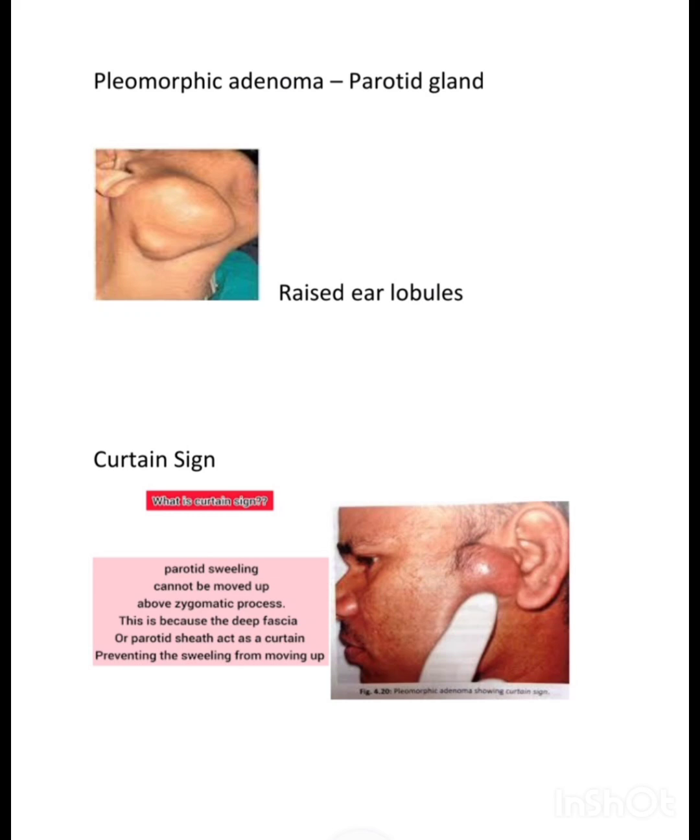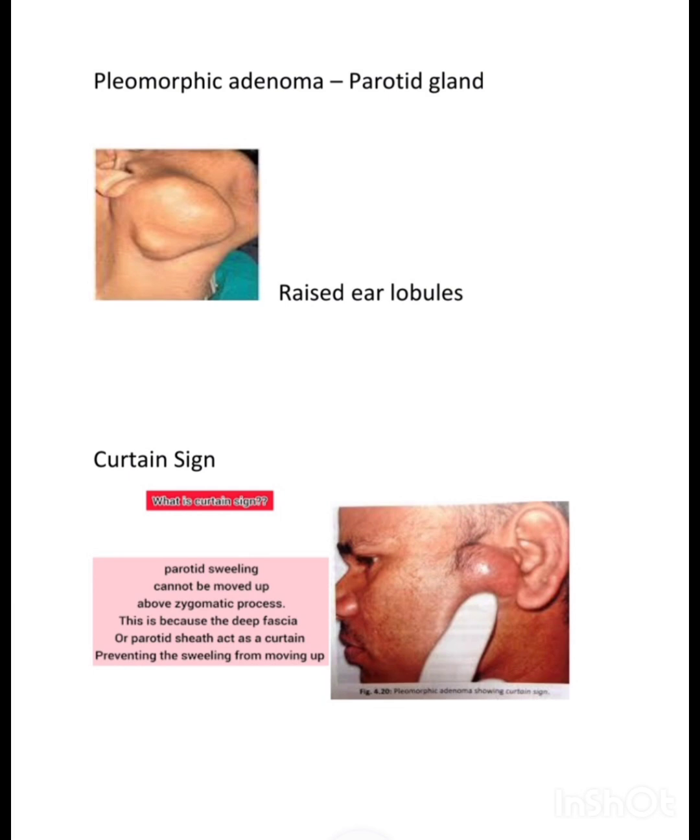In case of pleomorphic adenoma of the parotid gland, additional clinical features can be observed, such as elevation of the ear lobule and a characteristic curtain sign. Curtain sign means the parotid swelling cannot be moved upward beyond the zygomatic process.